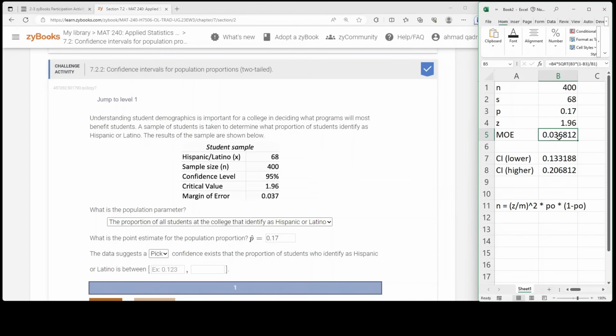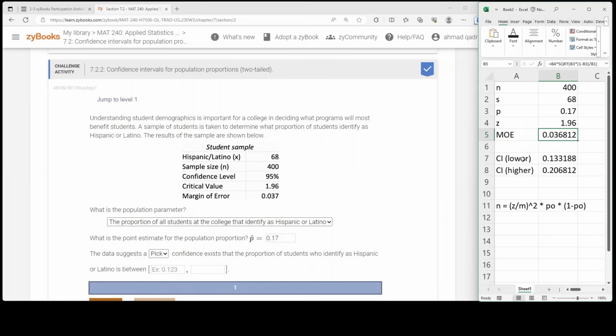So again, we can calculate the margin of error, which is the Z value times square root of P, 0.17, times 1 minus 0.17, and then all of that expression divided by n, and the square root is for the entire expression. So that's what this formula is here. And so that gives us 0.0368.